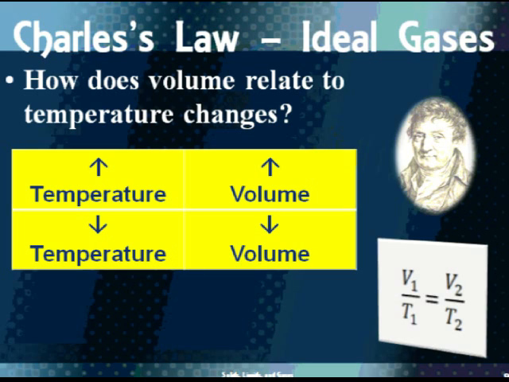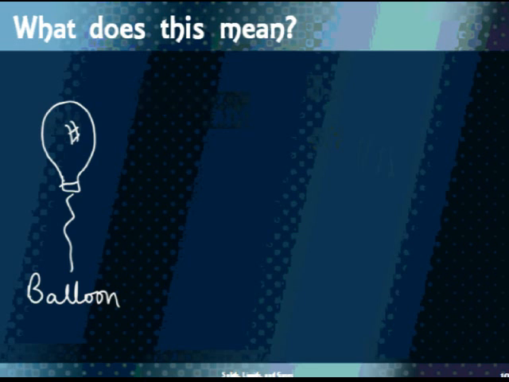So how does this affect objects in everyday life? Let's say we have a balloon, and that it's at an average consistent temperature, and we know that temperature is the average molecular motion of the gas particles inside the balloon. If we were to double the temperature applied to that balloon, then we would know that the volume of that balloon would also have to double because of Charles's law.